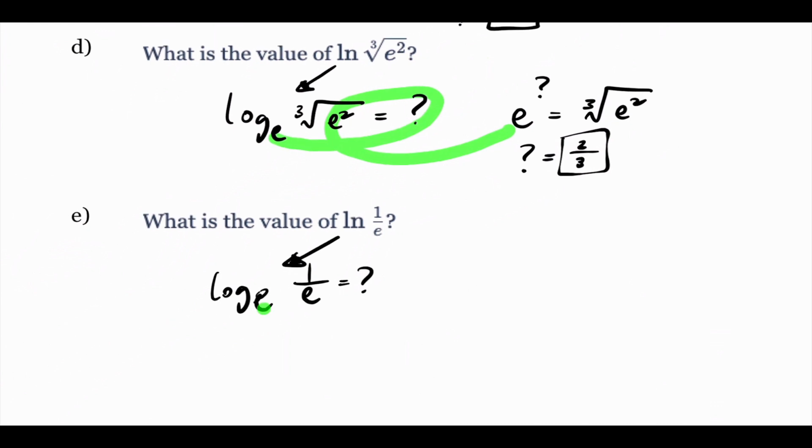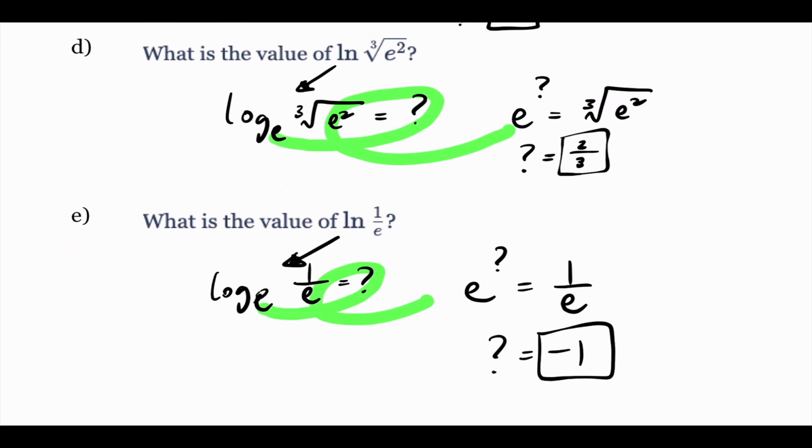Okay, so you're going to do your loop. E to what power makes 1 over e? So what power would I need to move it to the bottom? -1. Yep. -1. You're done. Okay, so that's when you're working with natural logs. That's how to evaluate natural logs.